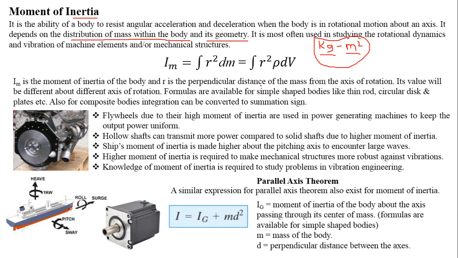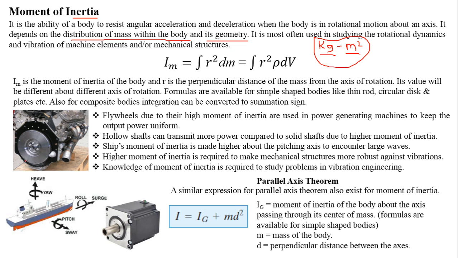So you can realize that there are plenty of motions that can be characterized as rotational motion. If they are not completely rotatory motion, they can still be characterized as rotational motion or torsional motion. So it is most often used in studying the rotational dynamics and vibration of machine elements or mechanical structures. This means that you can use the concept of moment of inertia in designing machine elements and parts that will undergo rotation.